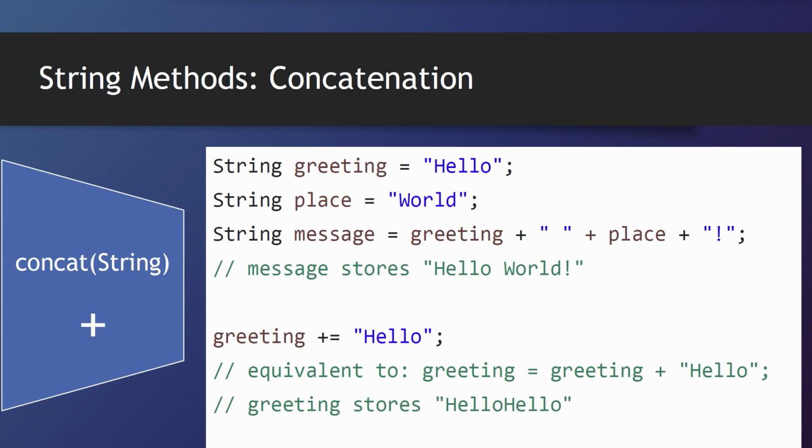Remember that just like any expression, we evaluate the right-hand side first and then store that result in the variable on the left. And because strings are immutable, using them on the right-hand side will not change the value of the invoking object. In this first example, the values of greeting and place are not changed. Those values are just used to create a new concatenated string that we store in message. In the second example, using greeting plus equals hello is equivalent to saying greeting equals greeting plus hello. We evaluate this right-hand side first, which creates the string hellohello, and then we store that value back into greeting, overwriting the previous value.